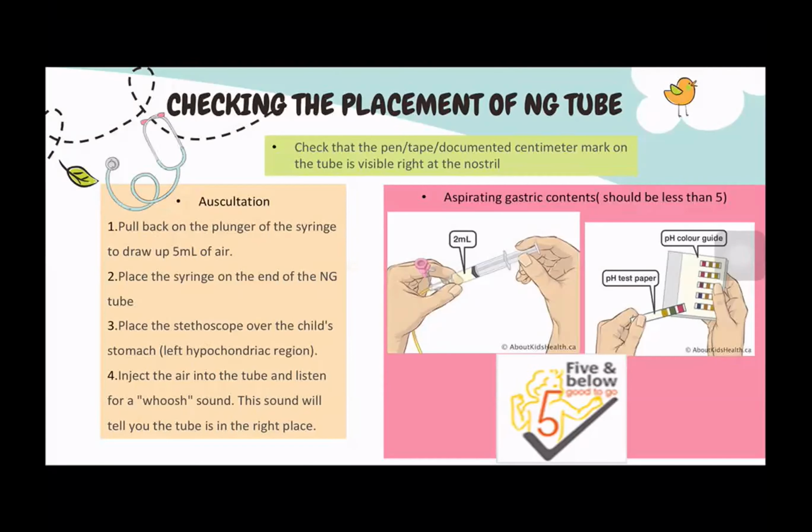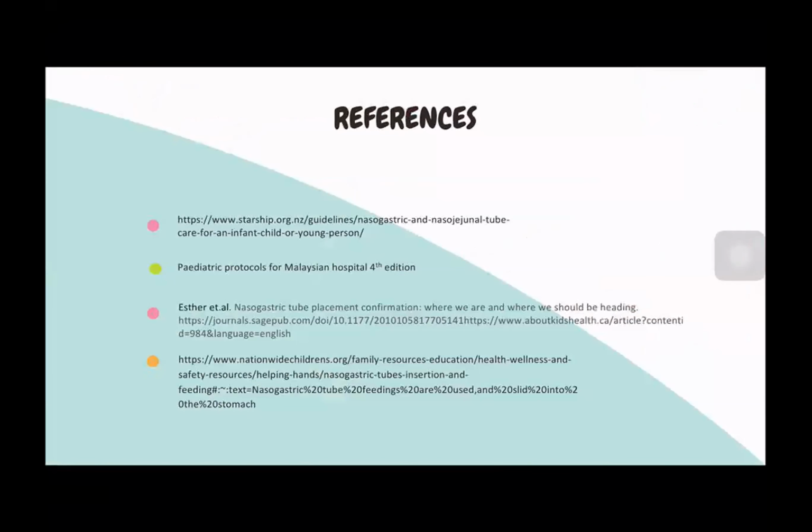A pH of 5 or below should tell you that the tube is in the correct place. Basically, in adults, we check using X-ray. But for the pediatric patient, the use of X-ray is questionable because of the side effects and so on. That's why you use these techniques. Okay, next slide.